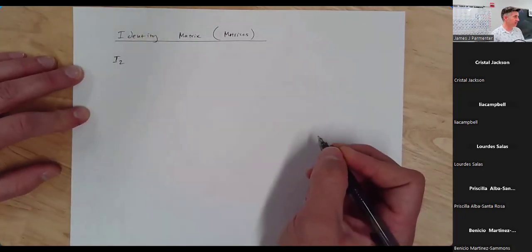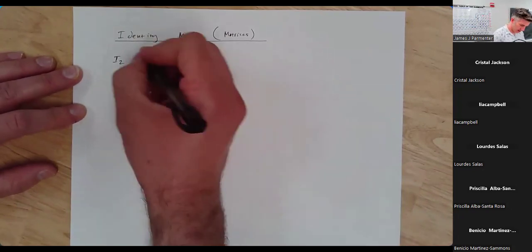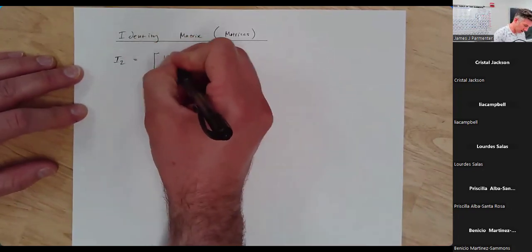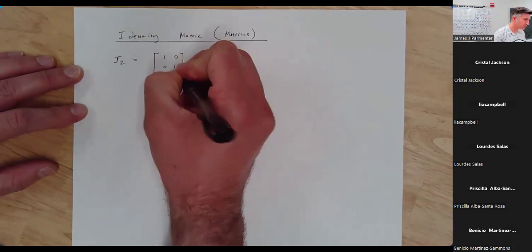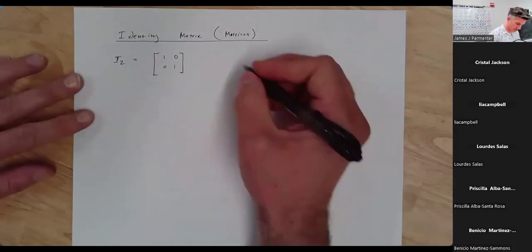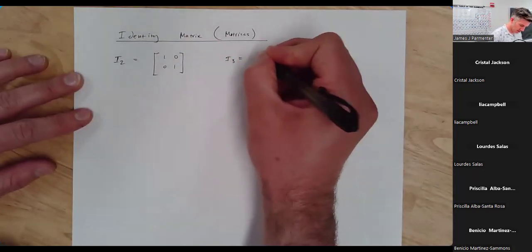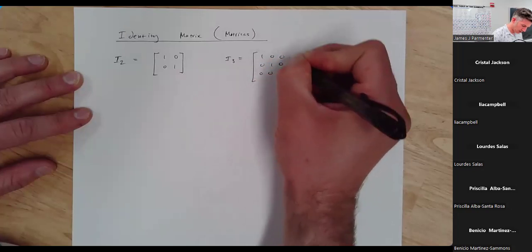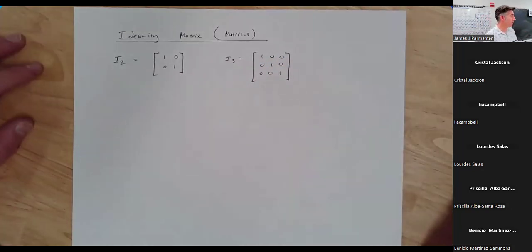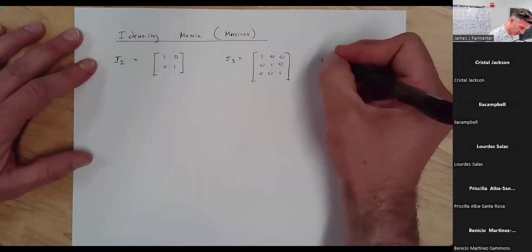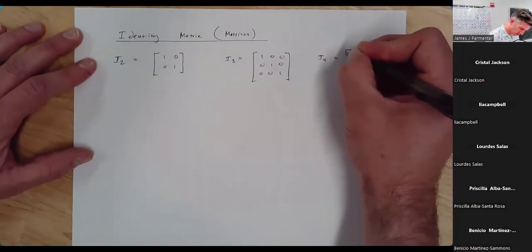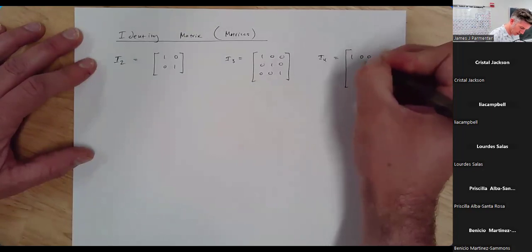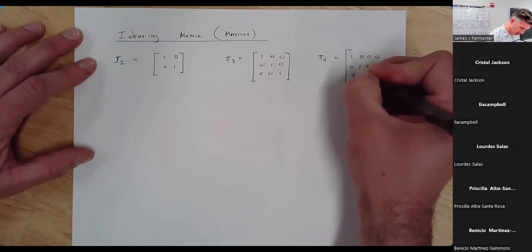I2, the 2 by 2 identity matrix, is this matrix here, 1, 0, 0, 1. I3, 1, 0, 0, 0, 1, 0, 0, 0, 1. And I bet you could guess the rest of them from this point on. I'll write one more. I4, 1, 0, 0, 0, 0, 1, 0, 0, 0, 0, 1, 0, 0, 0, 0, 1.